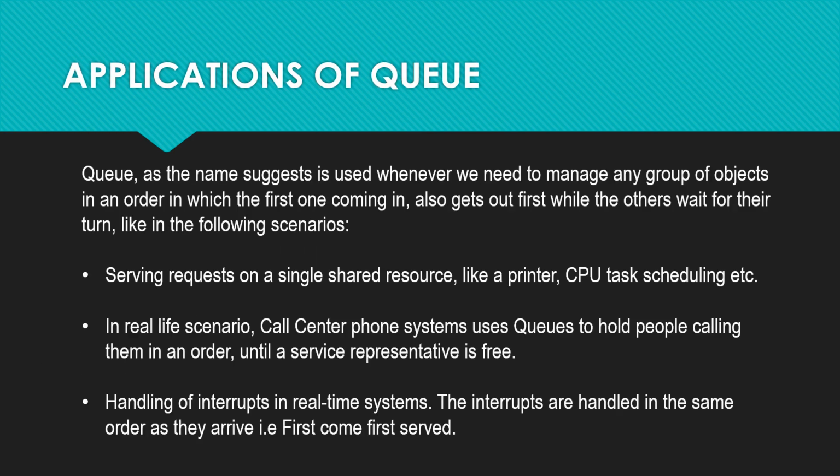Next, some applications of queue. Queue, as the name suggests, is used whenever we need to manage any group of objects in an order, in which the first one coming in also gets out first, while the others wait for their turn, like in the following scenarios. Serving requests on a single shared resource like a printer, CPU task scheduling, etc., use the queue format only. And also in real-life scenarios, call center phone call systems use queues to hold people calling them in an order until a service person is free.